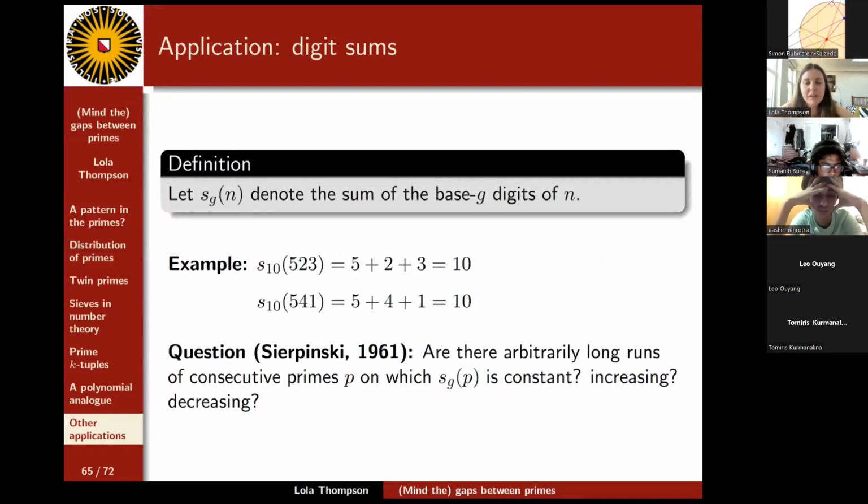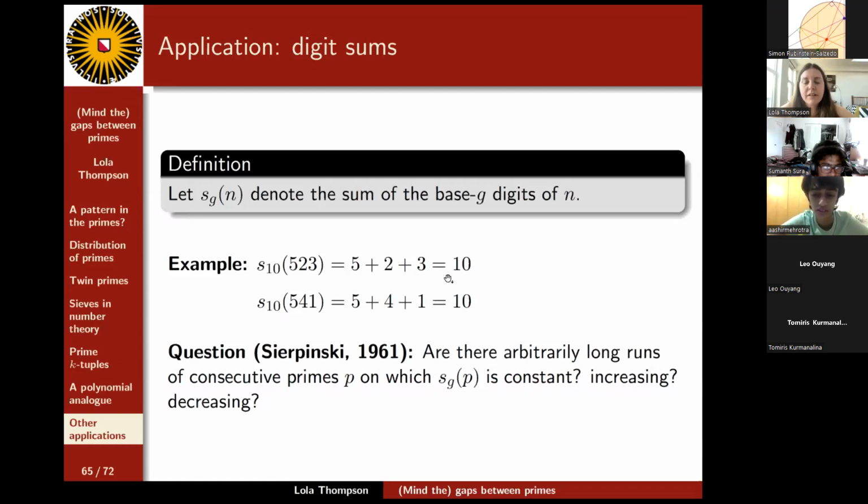For example, if you look at the numbers 523 and 541, these are both prime numbers. In fact, they're consecutive prime numbers. And if you take their digits, you notice that they both add up to 10. And so Sierpinski, who was a Polish mathematician, asked in 1961, are there arbitrarily long runs of consecutive primes P where this digit sum is constant?